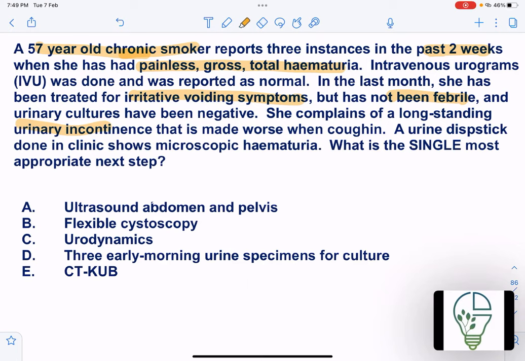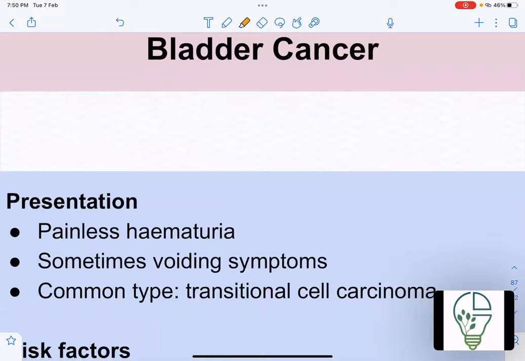What is the single most appropriate step? Everything here is pointing towards bladder cancer, right? The hematuria, urinary symptoms, irritative voiding, everything. So the thing that we need to do right now is flexible cystoscopy to rule it out. These are some of just clinchers and pointers.